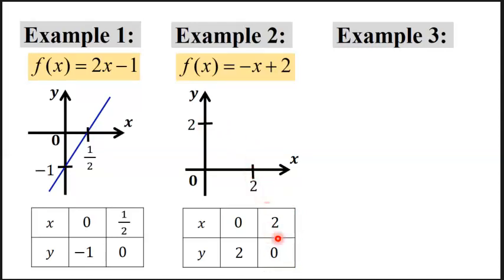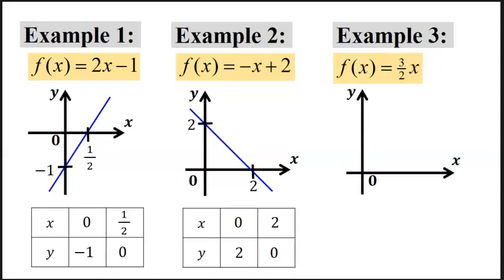Now I have the 2 points, the x and y-intercepts. I join them with a straight line. There goes the linear function graph for f(x) here. Then lastly, let's say I have example number 3, in this form: f(x) = 3/2 x. So how are we going to do this?